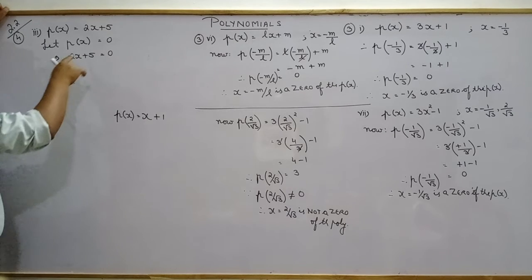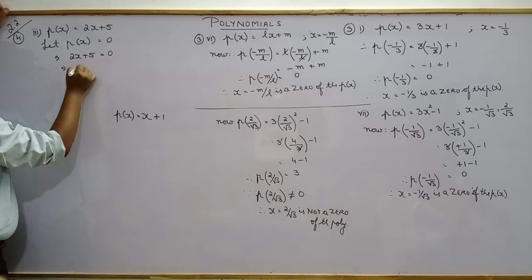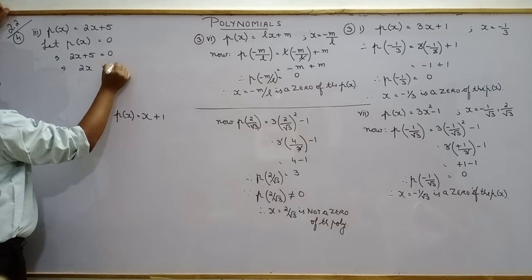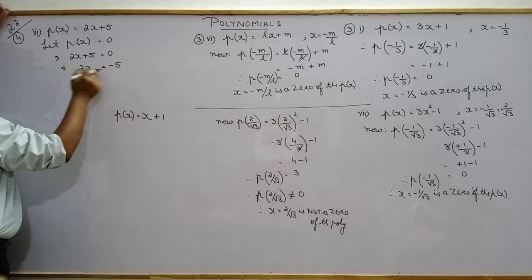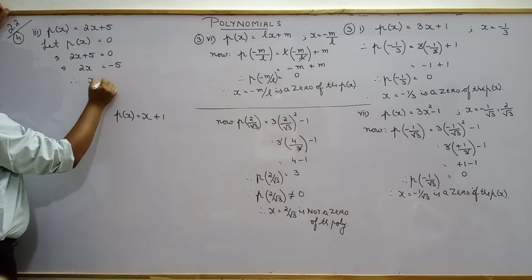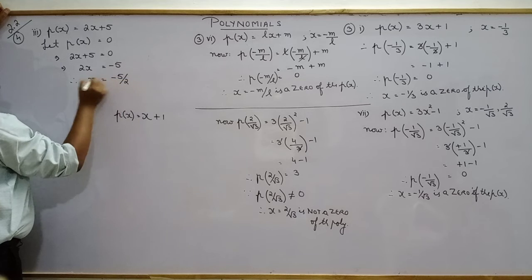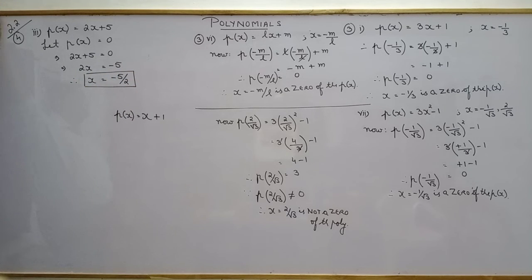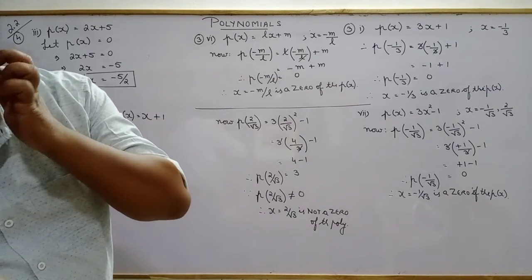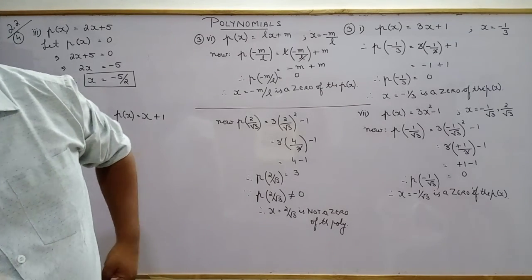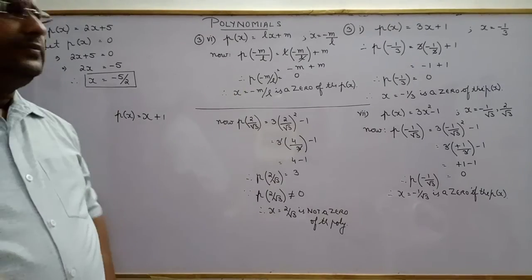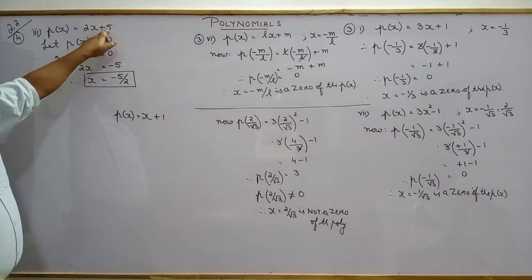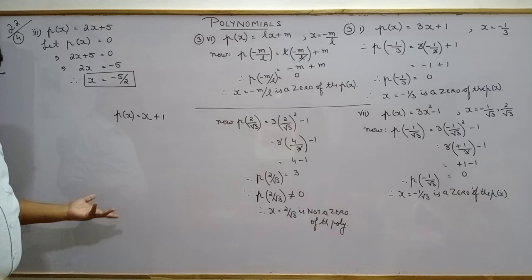Very easy. Plus 5 goes over there, minus 5. So 2x is equal to minus 5. 2 is in multiplication, goes in division. So x is equal to minus 5 by 2. So what is the 0 of this polynomial? Minus 5 by 2. Simple. No issues. If I talk about the last part, cx plus d, it is the same. Cx plus d, so it will be minus d by c.